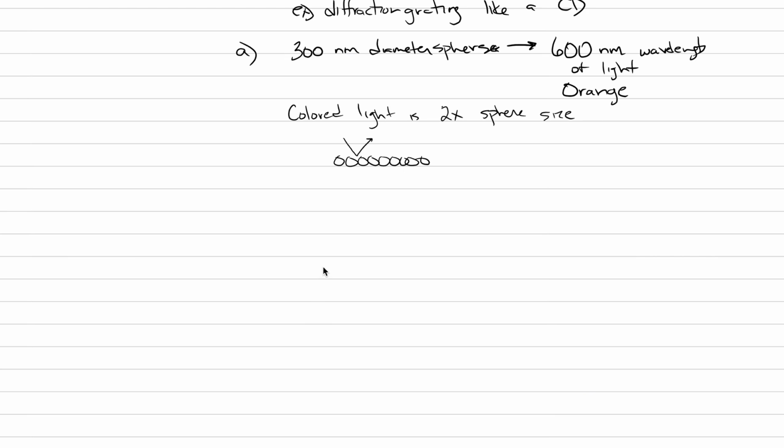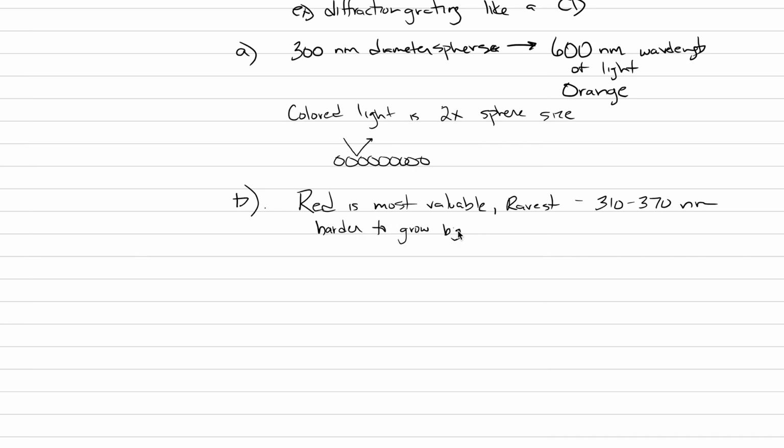Now, how does this relate to value? Well, size relates to value because red is the most valuable color of flash. It's also the rarest. And the reason why it is so valuable and also so rare is because it requires spheres that are 310 to 370 nanometers diameter. And those spheres are big, and it's harder to grow bigger spheres. So let's just say it is harder to grow big spheres. And that makes red the most coveted color. Orange would be the second.